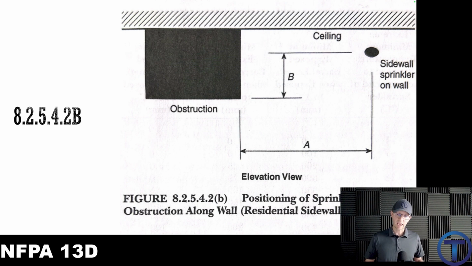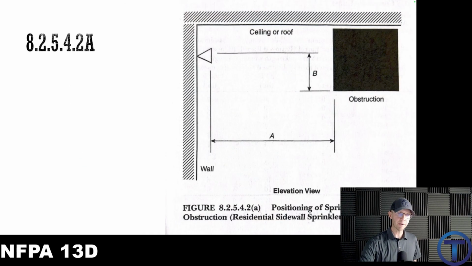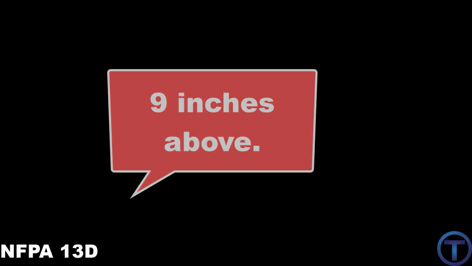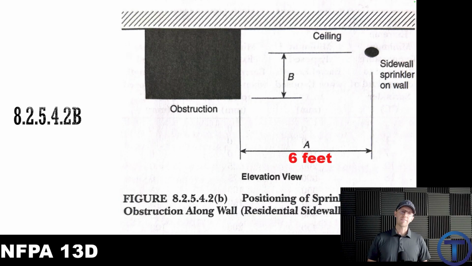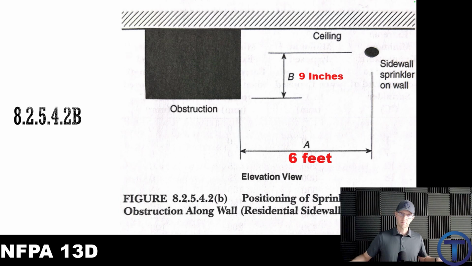So your distance A, let's use an example. Let's say we have 6 feet. If it's 6 feet away from the obstruction, it should be 9 feet above. I meant to say 9 inches above. Thank you. Here we have it 6 feet on A, and then we have our distance of 9 inches above the obstruction. That still gives us enough to where we can get that water spray coming out, not too much of a shadow area, and should be in good shape.